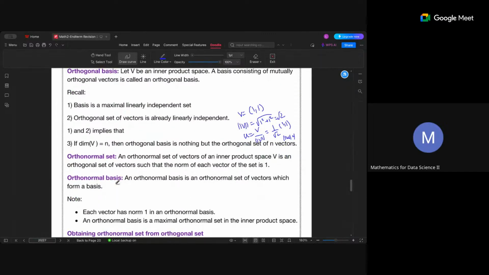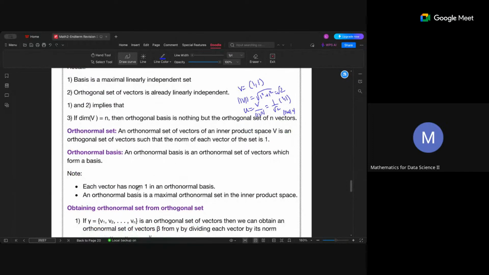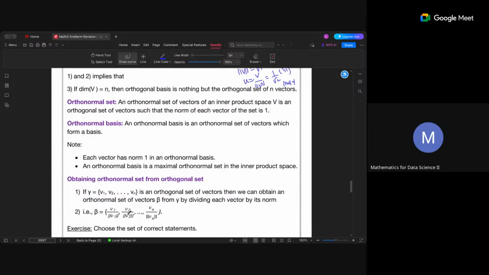Okay, and now an orthonormal basis is a basis which consists of orthonormal vectors. So here each vector has norm 1. And an orthonormal basis is a maximal orthonormal set. So if you add any element to that set, it cannot be orthonormal. And how do you apply this? This is the procedure I just told you. If you have a set of vectors which are orthogonal, find the norm of each of the vectors and divide by the norms. Then you will get an orthonormal set.